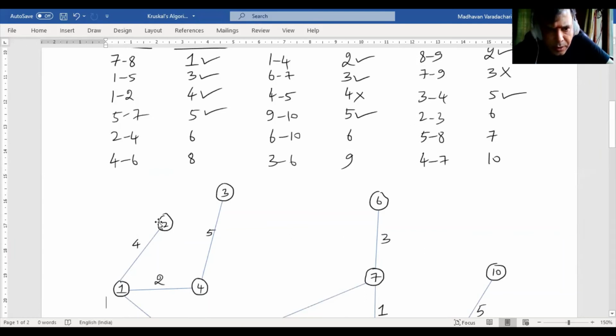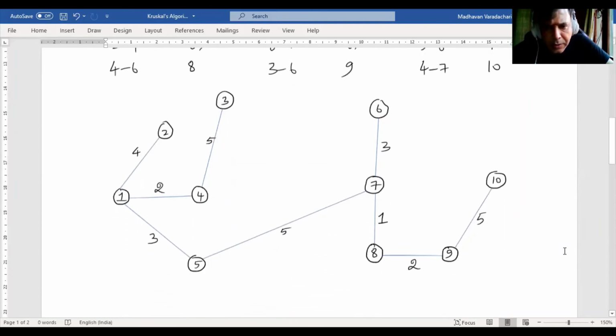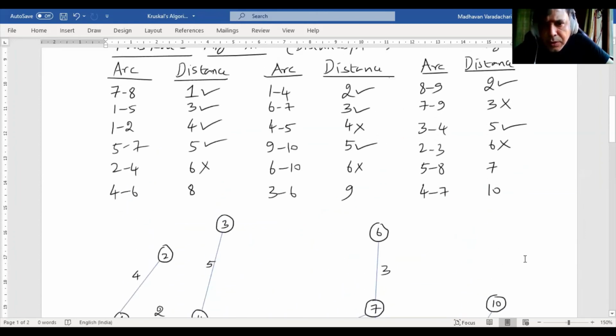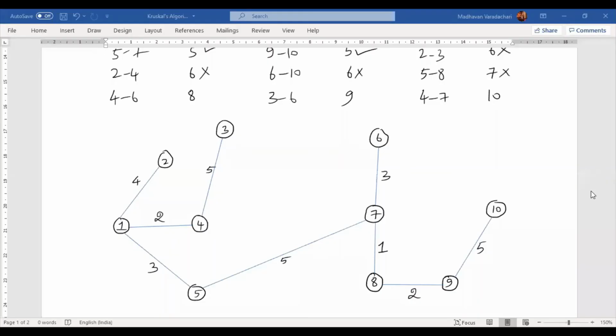If I join 2 to 3, it will be closed, so I should ignore that. Then comes 2 to 4, if I join again, it will be closed. I should ignore that. 6 to 10, if I join this again, it will be closed. I should ignore that. 5 to 8, if I join these two again, it will be closed. I should ignore that. Now, moving on to the next, it is 4 to 6. If I join, it will be closed, so I need to ignore that. 3 to 6, if I put this, then also it will be closed. I should ignore that. 4 to 7, if I do this, it will again get closed, so I should ignore that. Now we may check whether all the vertices came or not.